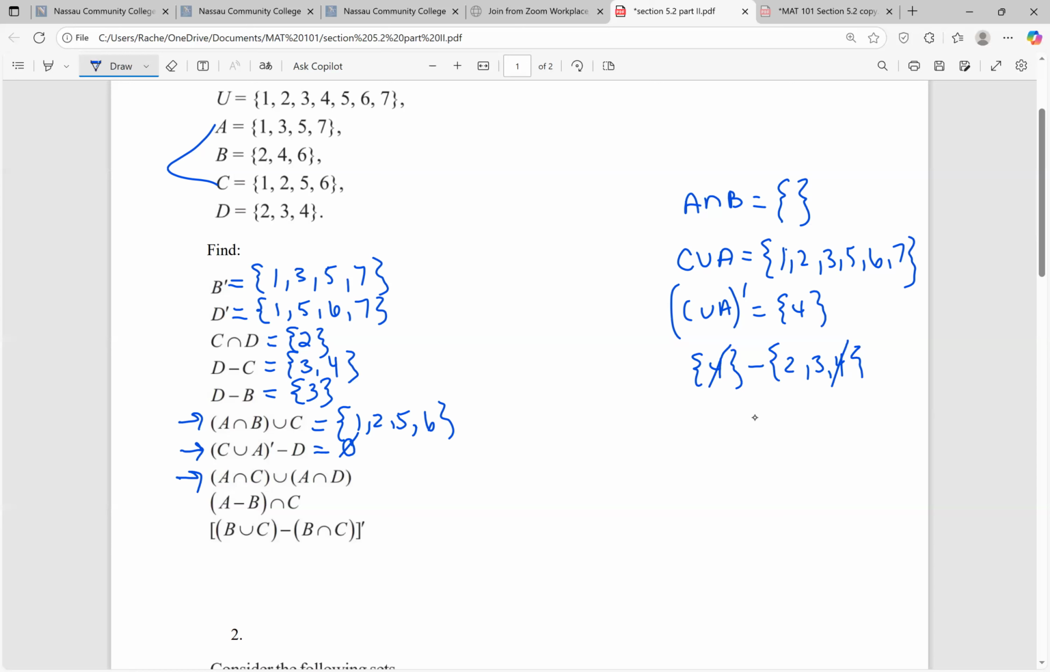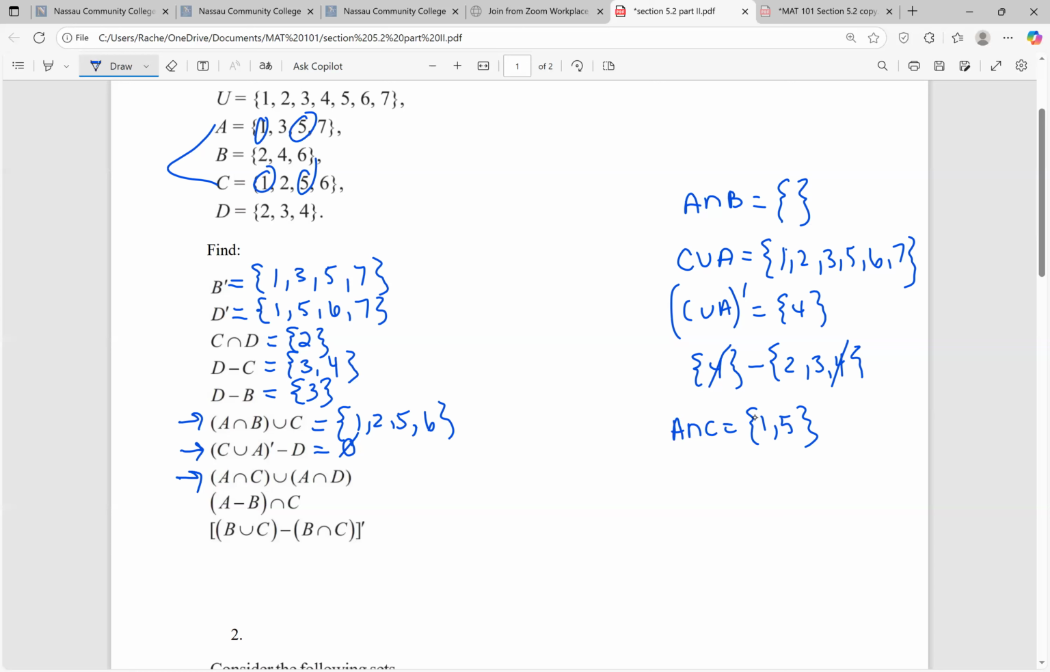Let's look at the next one. We have A intersection C union A intersection D. So let's do the two intersections first, and then we'll join them. So A intersection C is going to be 1 and 5, right? Because they only contain those two. Intersection means both. So A and C have both 1 and 5.